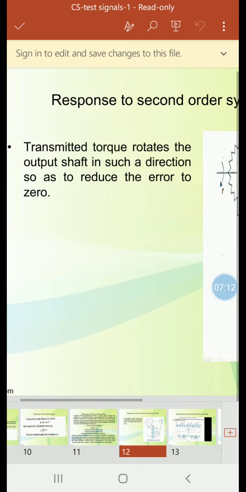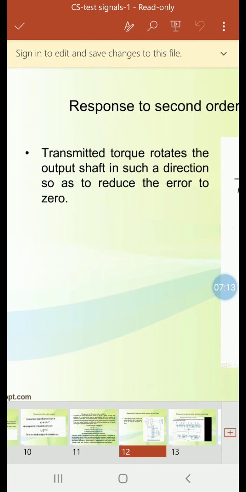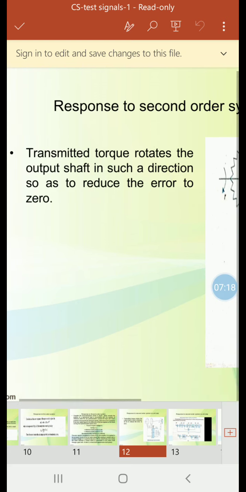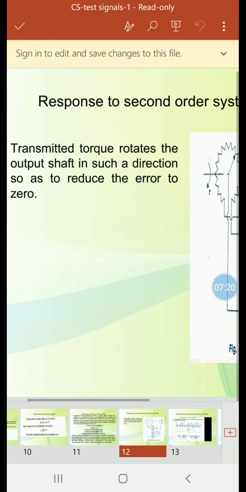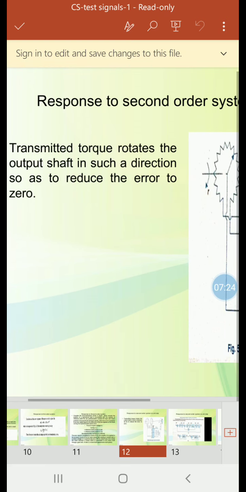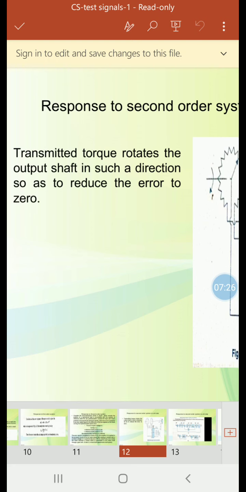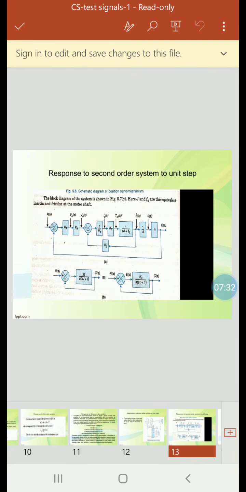Whatever the transmitted torque is, it rotates the output shaft in such a direction so as to reduce the error to 0. In order to make the error 0, the transmitted torque will rotate the output shaft in such a direction that the error becomes 0.